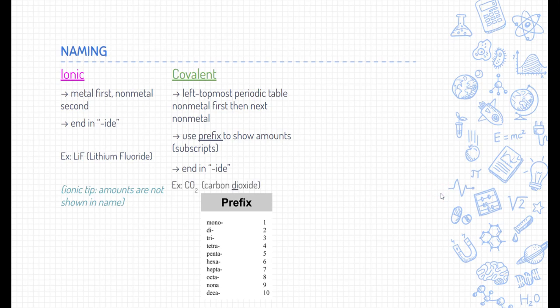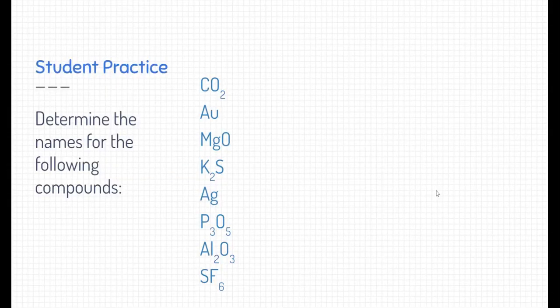A great example of this is carbon dioxide. Notice it's one carbon, and then "di" is the prefix for two oxygens, because there's two oxygens in carbon dioxide. Notice that carbon also does not include "mono." We never use that for the first element if there's only one. Sometimes we use it for the second, and sometimes not at all. Last is metallic, pretty simple. Just use the metal's name. For example, silver, we just call it silver metal. And that's about it. So let's do some student practice.